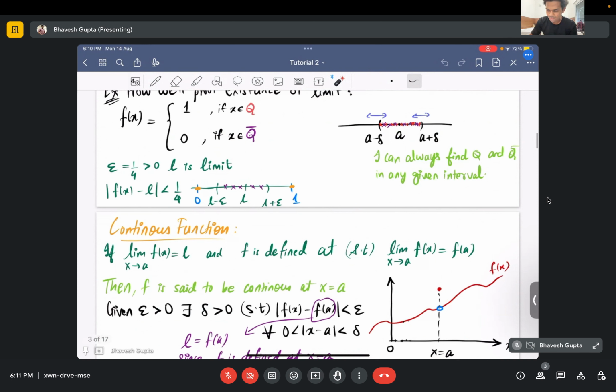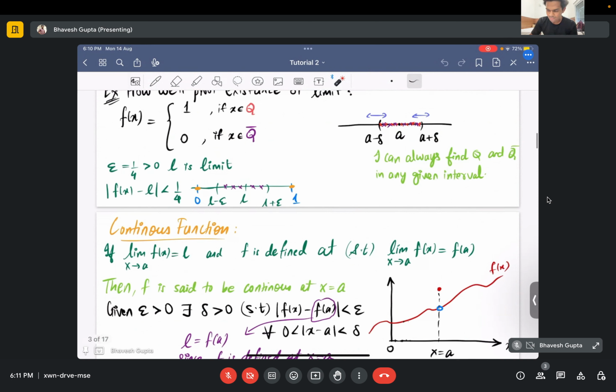This is the domain of the function. And we were trying to understand the continuity of this function at x equal to 0.